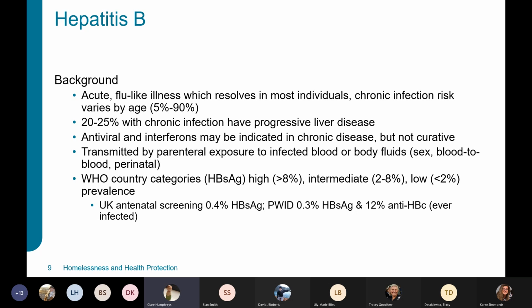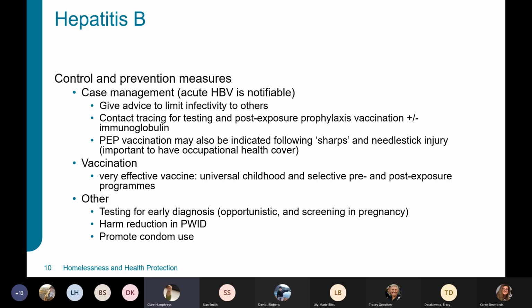And the WHO classifies different countries in terms of their infection rate, so presence of surface antigen, which indicates current infection. So you have high, intermediate and low prevalence countries, and the UK is a low prevalence country. As you can see from the details there, 0.4% of those having antenatal screening, those mums doing the antenatal screening, have a surface antigen present indicating current disease, and 0.3% of people who inject drugs. Although amongst those who inject drugs, there's a much higher proportion that have got antibodies that have been infected previously, detected through the presence of the core antibody.